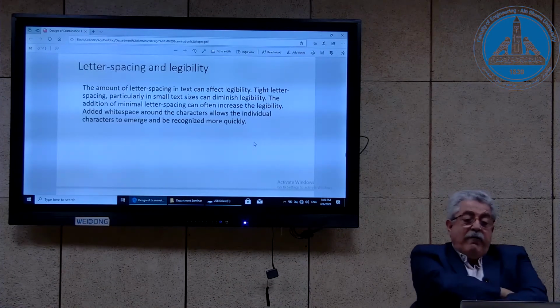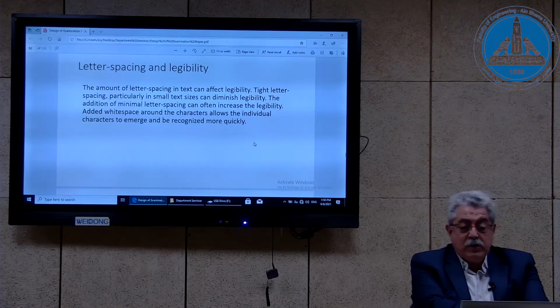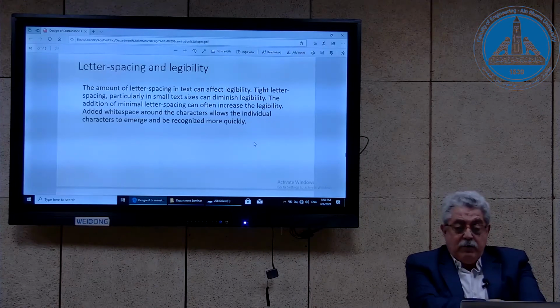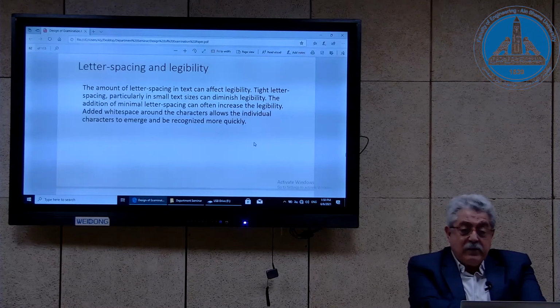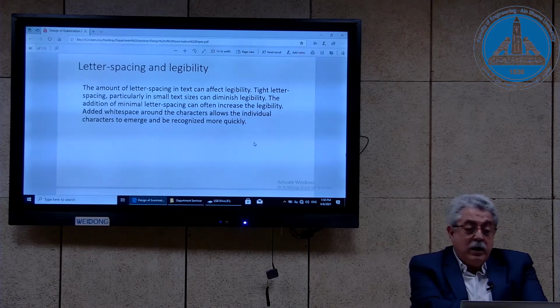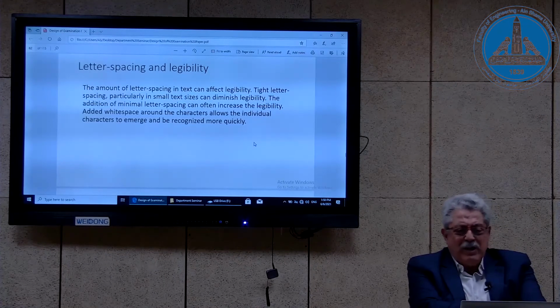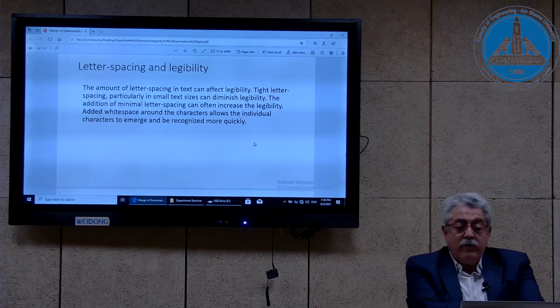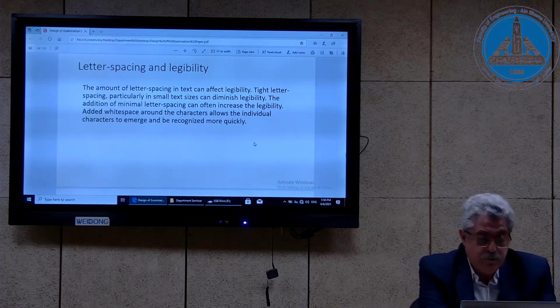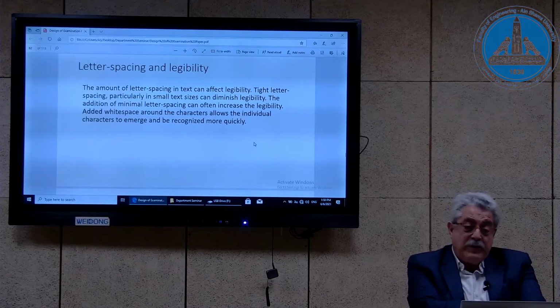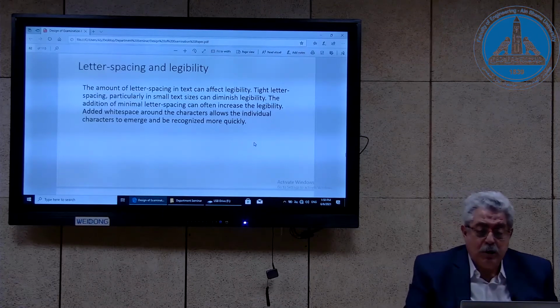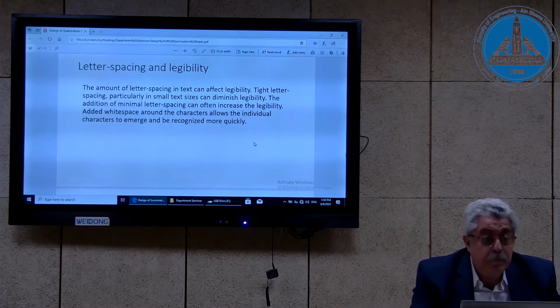Letter spacing affects legibility. The amount of letter spacing can affect legibility. Tighter text or tighter letter spacing, particularly in small text sizes, can diminish legibility. The addition of minimal letter spacing can often increase legibility. Added white space around the characters allows the individual characters to emerge and be recognized more quickly.